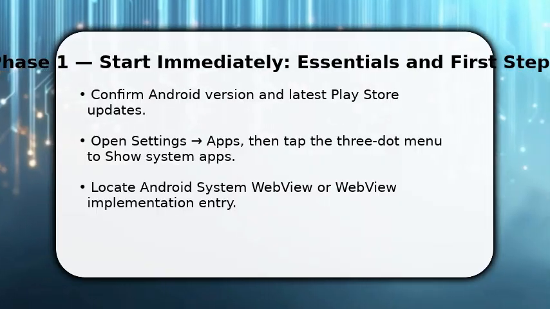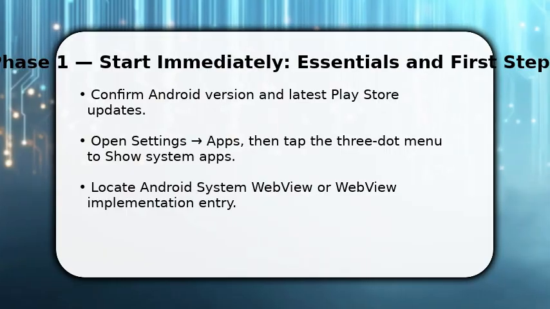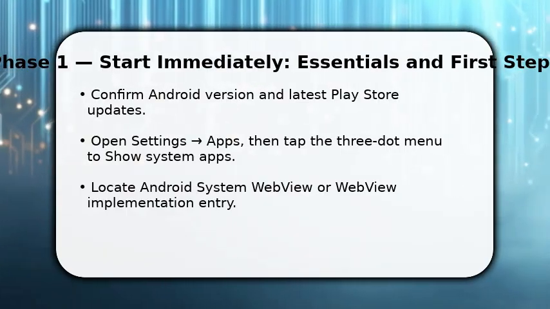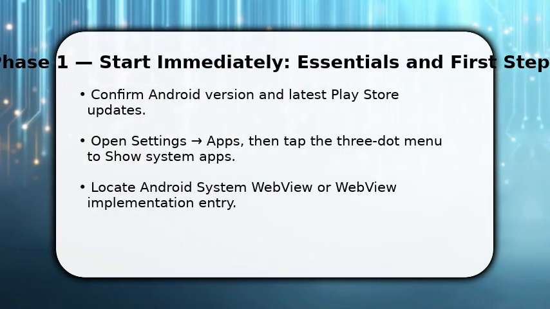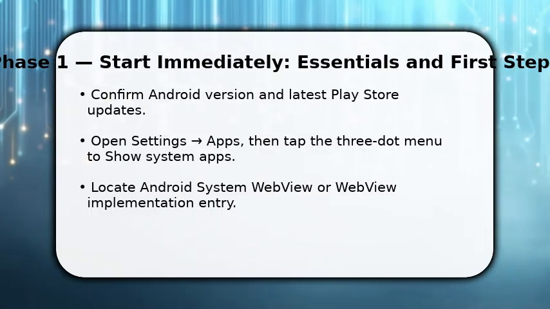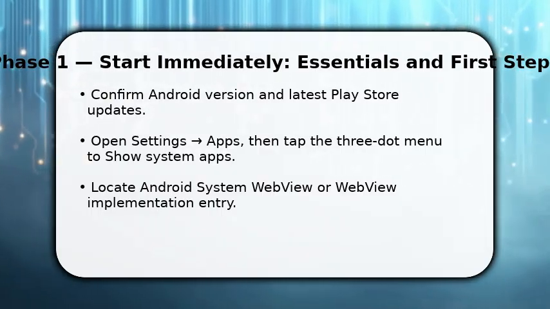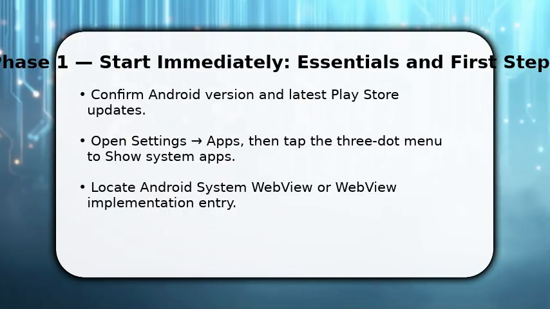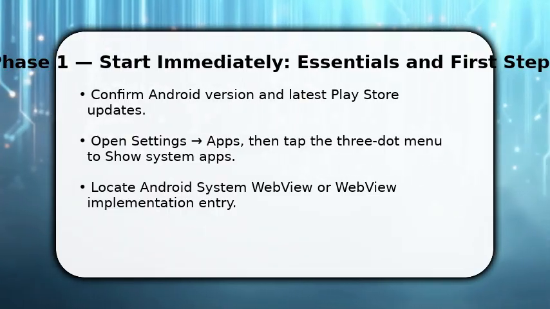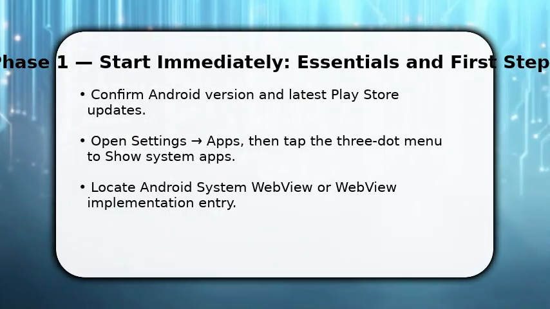You need the device ready. Make sure Play Store is updated and note your Android version. This affects WebView behavior. Now, open Settings and go straight to Apps. Tap the three-dot menu to show System Apps so hidden components appear. Find Android System WebView or a WebView implementation listing.